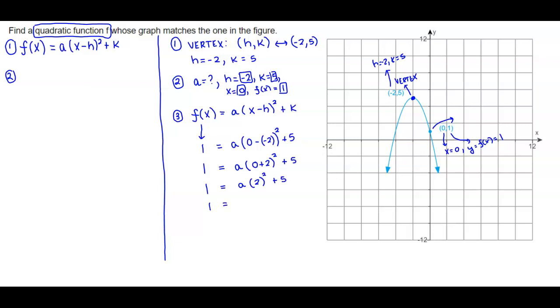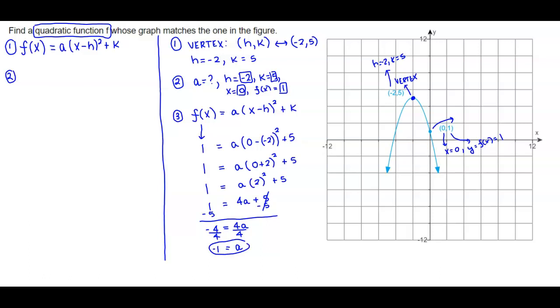Okay, now what is 2 squared? Well, 2 squared is 4, so that becomes 4 times a plus 5. And now we need to solve for a. So we're going to subtract 5 from both sides. And we get 1 minus 5, which is -4, which is equal to 4a. And then we're going to divide both sides by 4. So therefore, a is going to equal -1.